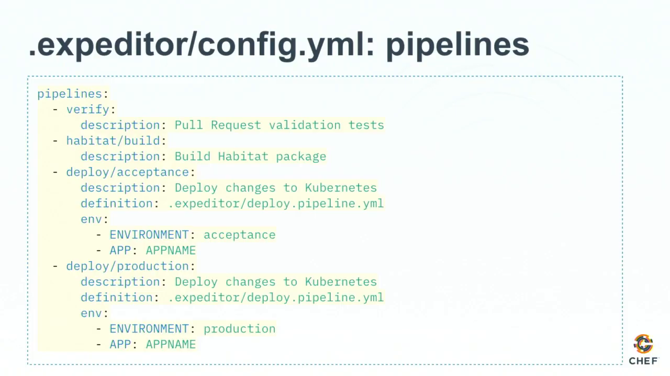All right, so most importantly, with the way that we configure our Buildkite pipelines is that we have an Expeditor configuration where we describe in YAML what those pipelines are and what the definitions are. Like this Expeditor deploy pipeline.yml is more YAML, and that's what actually does the deployment to Kubernetes.